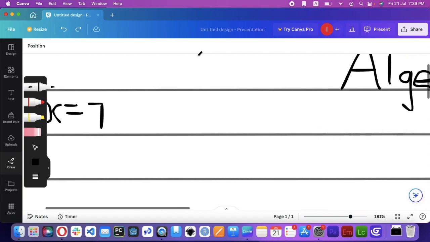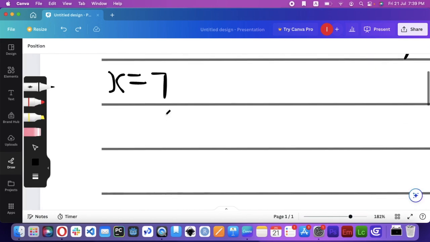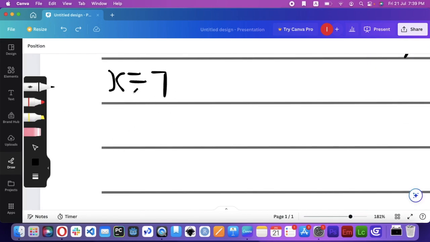A couple of rules that algebra has. The first rule is that variables can only have one value. They can't have two values. That's wrong. If you want to have more than one value, then assign it to another variable.